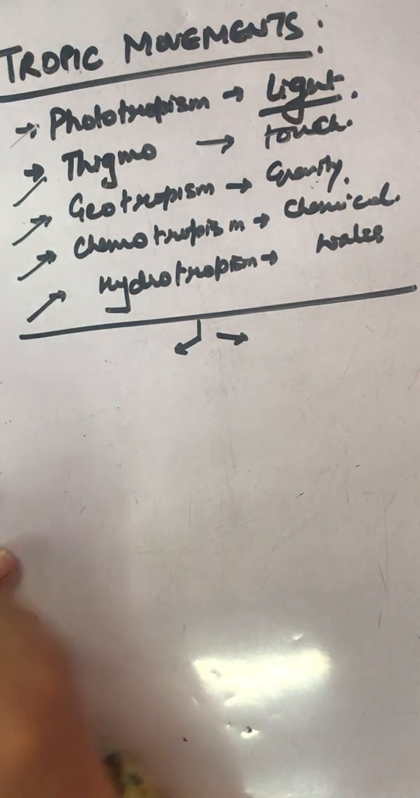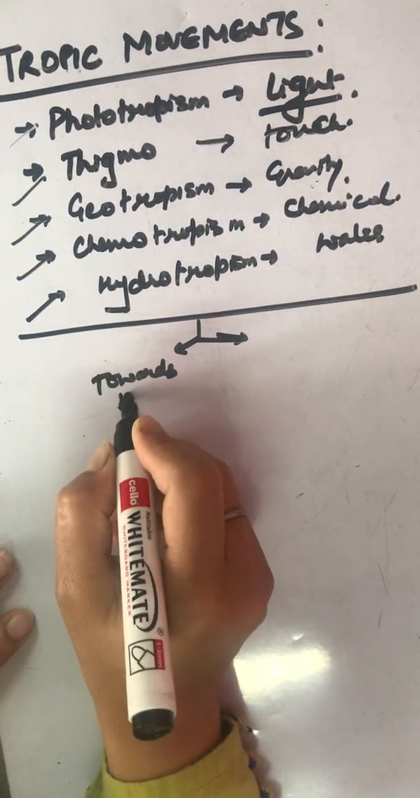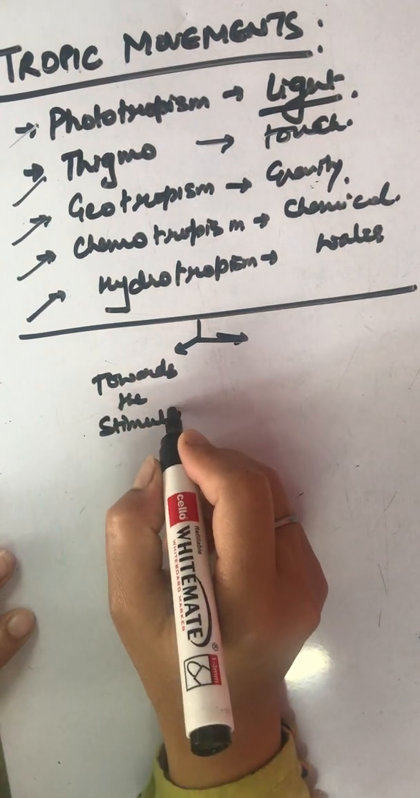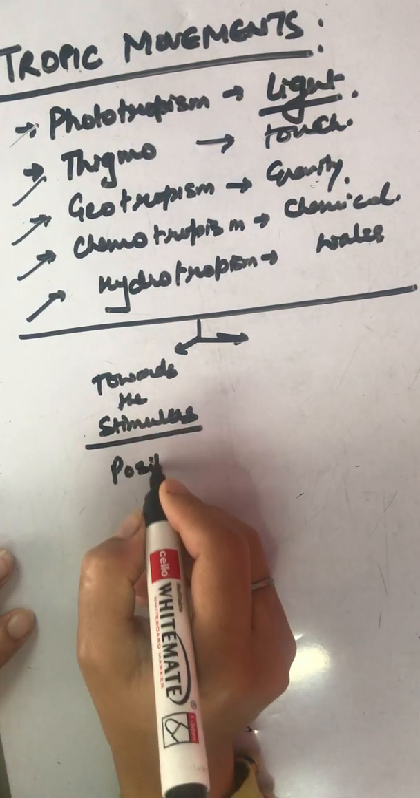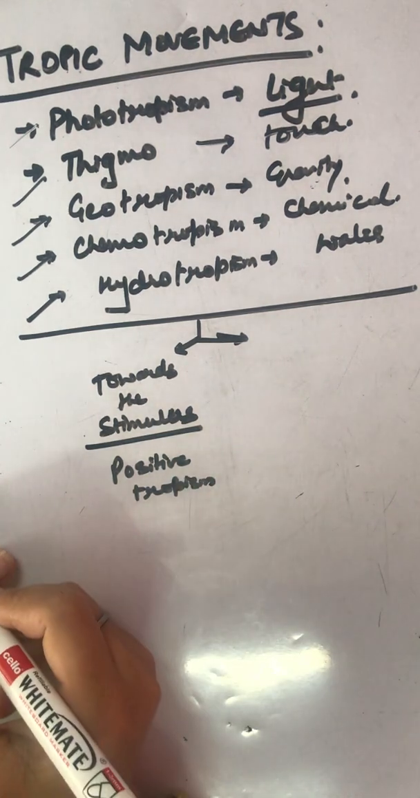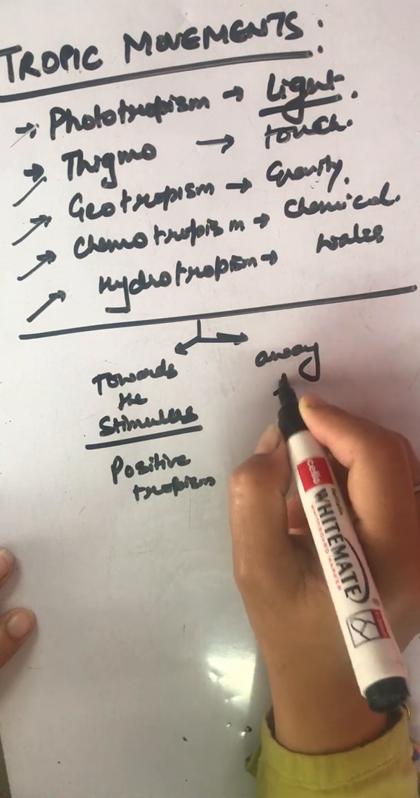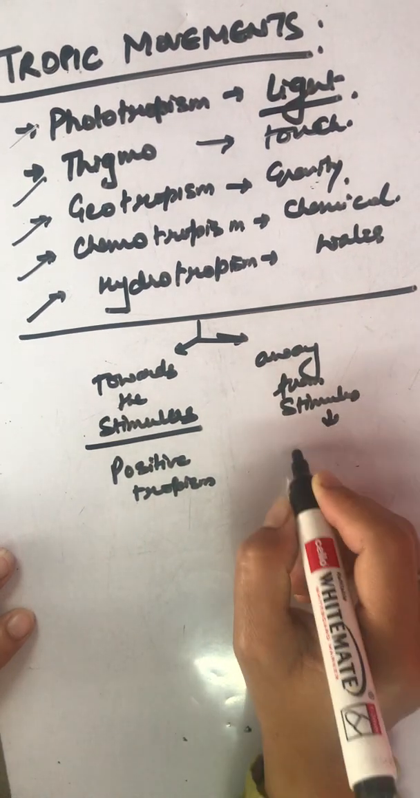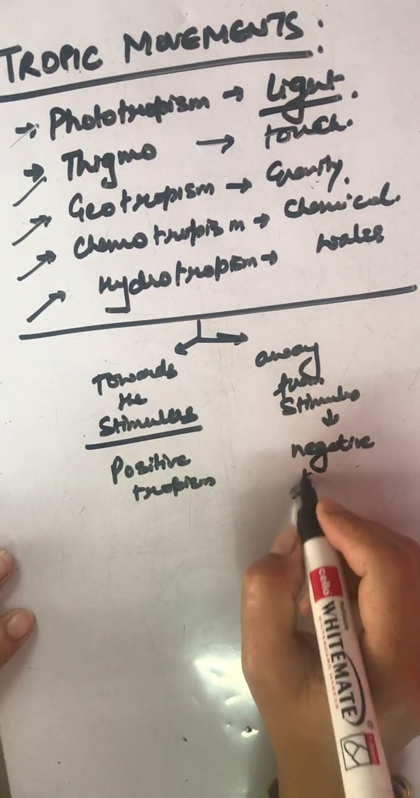These movements, if these are towards the stimulus, stimuli, we call them positive tropism. If away from the stimulus, we call them negative tropism.